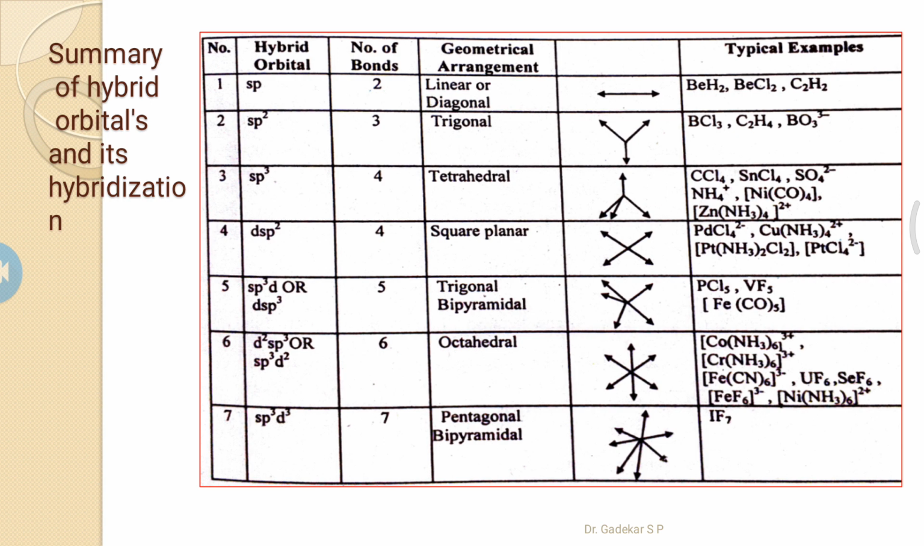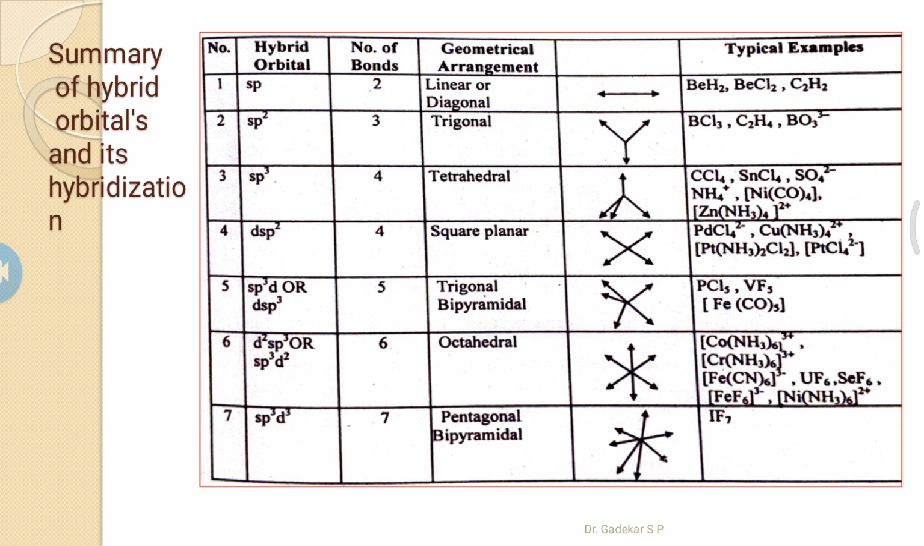bipyramidal geometry. Examples are pentachlorophosphate, pentafluorovanadium, pentacarbonyl iron complex, etc. Similarly, we now discuss the sixth example. The d2sp3 hybrid orbital, sp3d2 or d2sp3, involves 6 bonds to form an octahedral geometrical arrangement. Examples are hexaamminecobalt, hexaamminechromium, hexacyanoiron, etc. to form an octahedral complex.